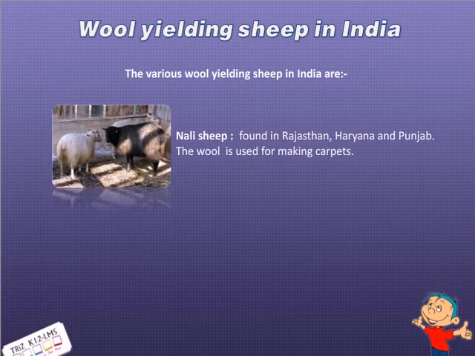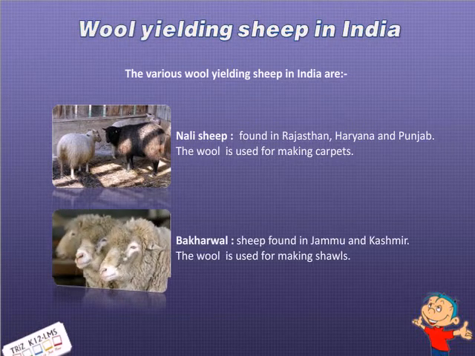Nali sheep, found in Rajasthan, Haryana and Punjab. The wool is used for making carpets. Bakharwal sheep, found in Jammu and Kashmir. The wool is used for making shawls.